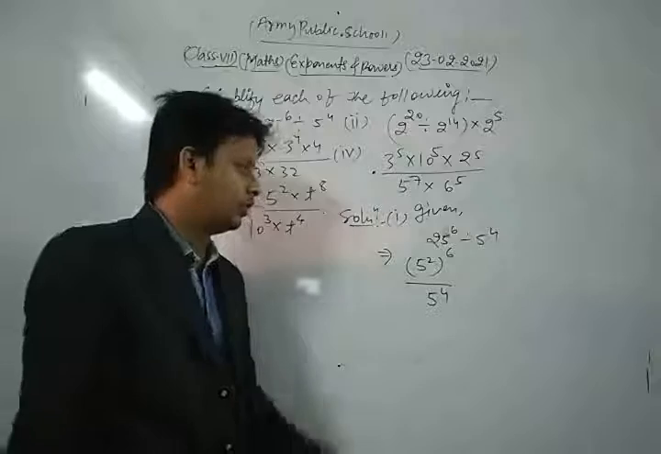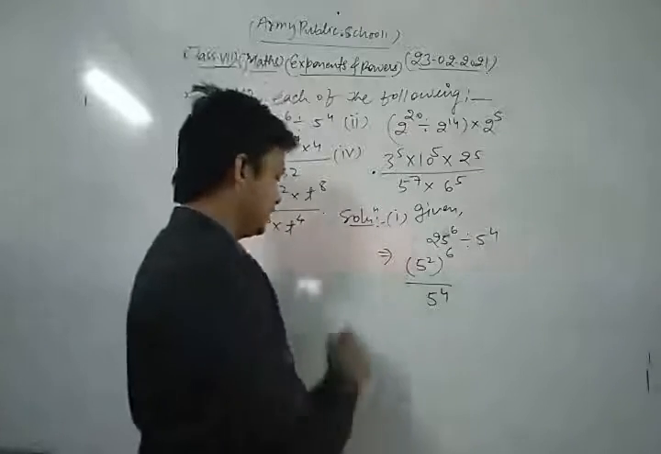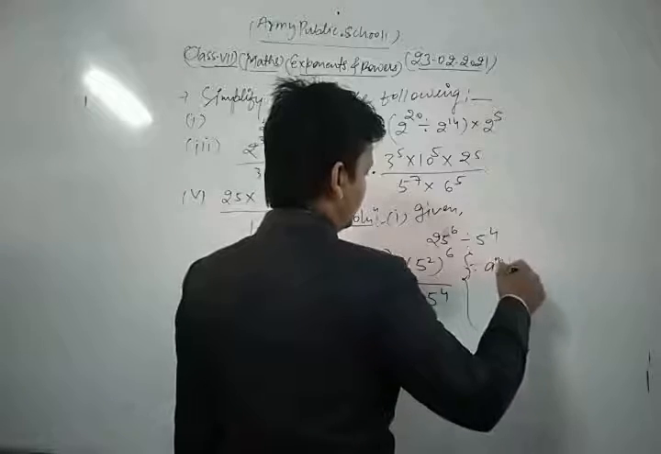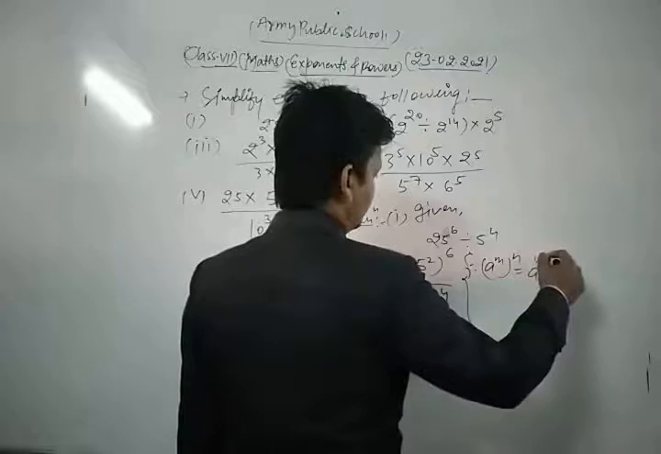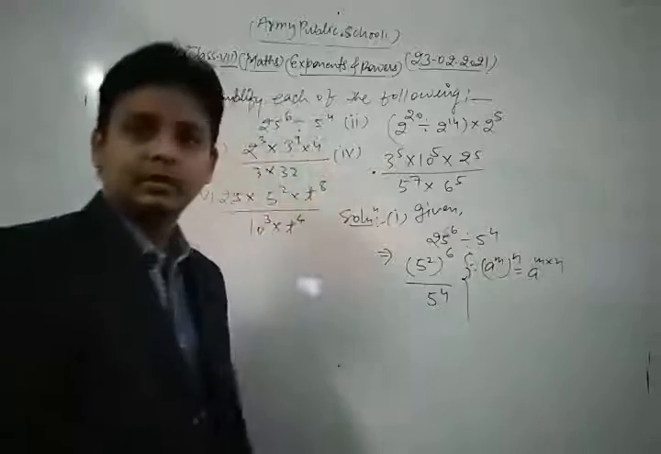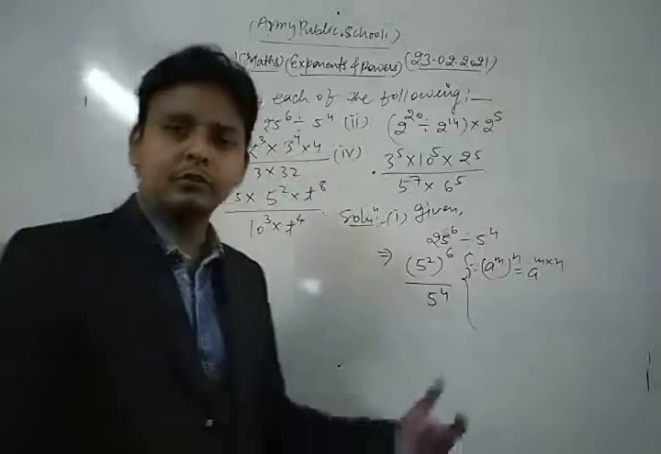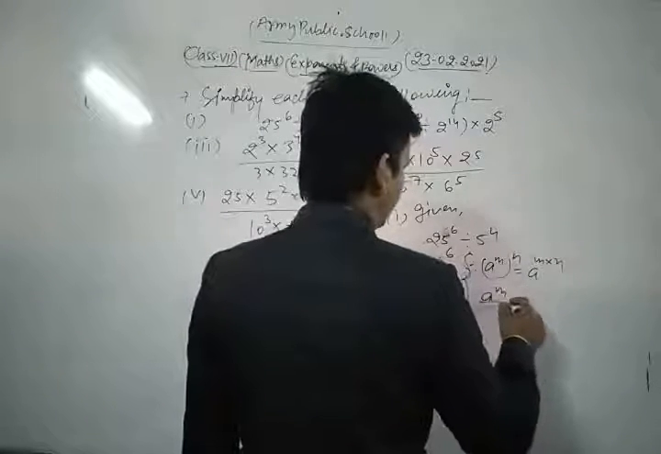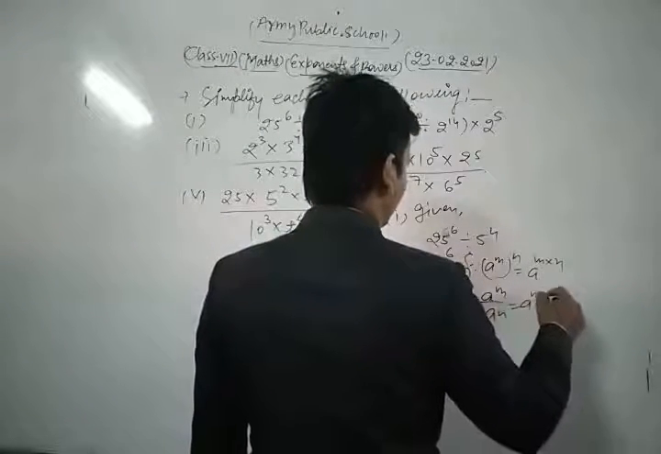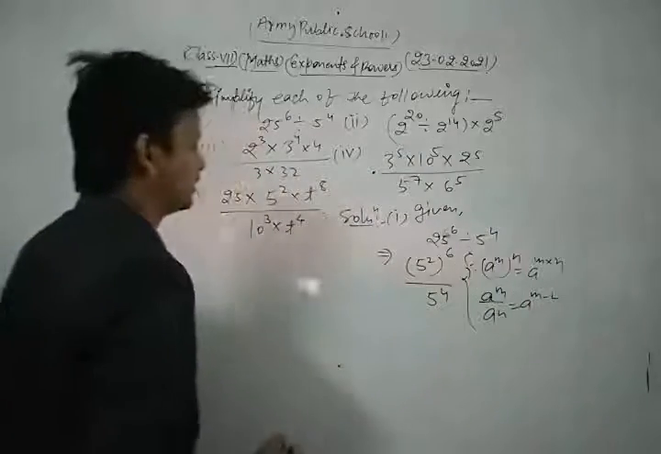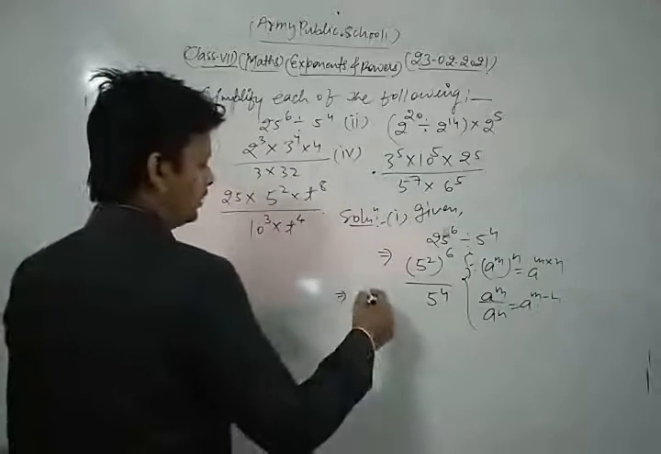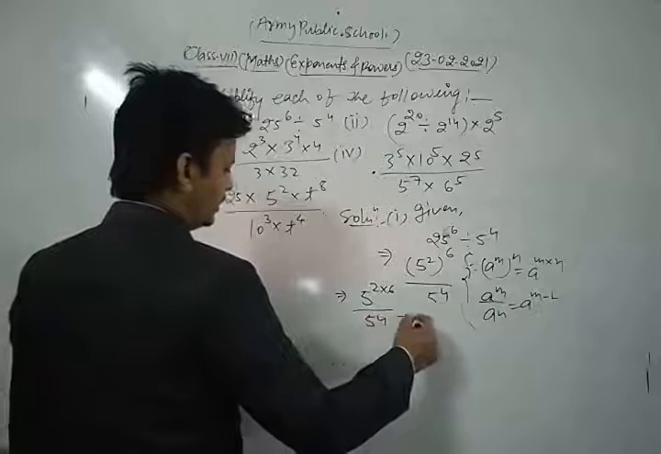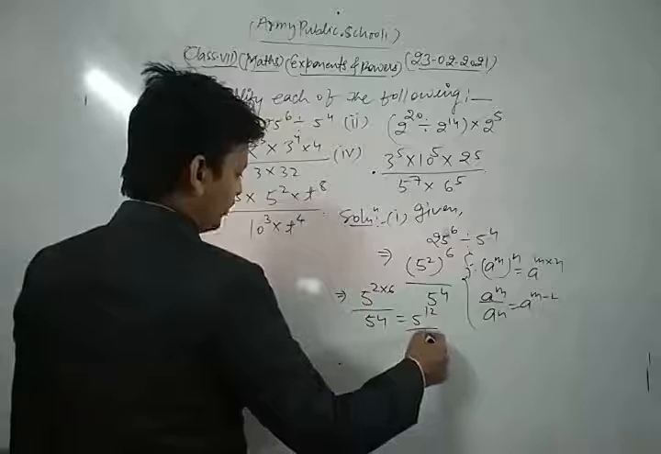Okay, now we apply the laws of exponents. Since we know a to the power m, whole power n, we write a to the power m into n. This is a very important law of exponents that we discussed in that class. And the next one is what? If we have a to the power m upon a to the power n, then we write a to the power m minus n. So here we apply those laws of exponents. So here in the numerator, this is 2 into 6 upon 5 to the power 4, that is 5 to the power 12 upon 5 to the power 4.